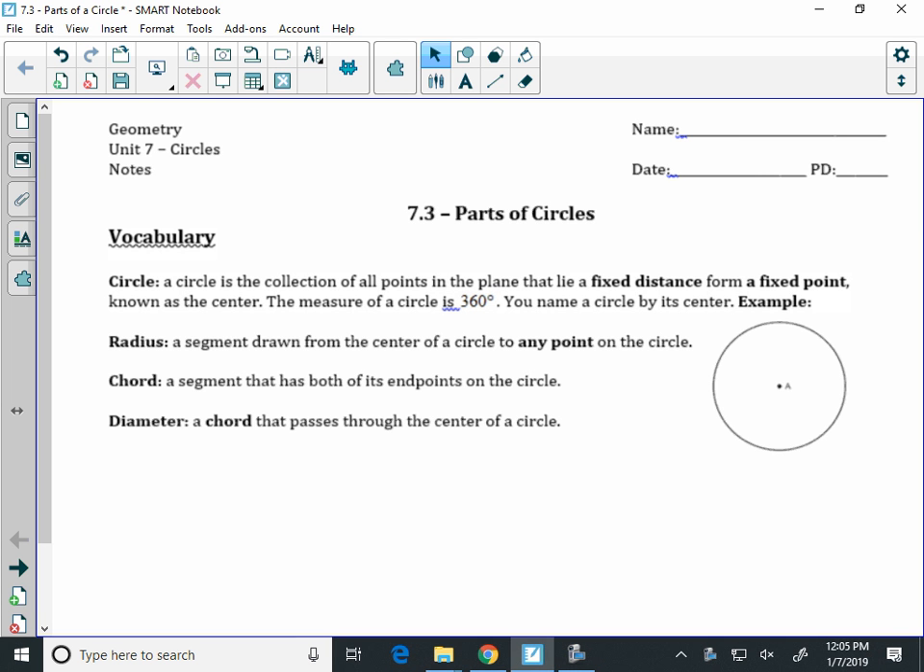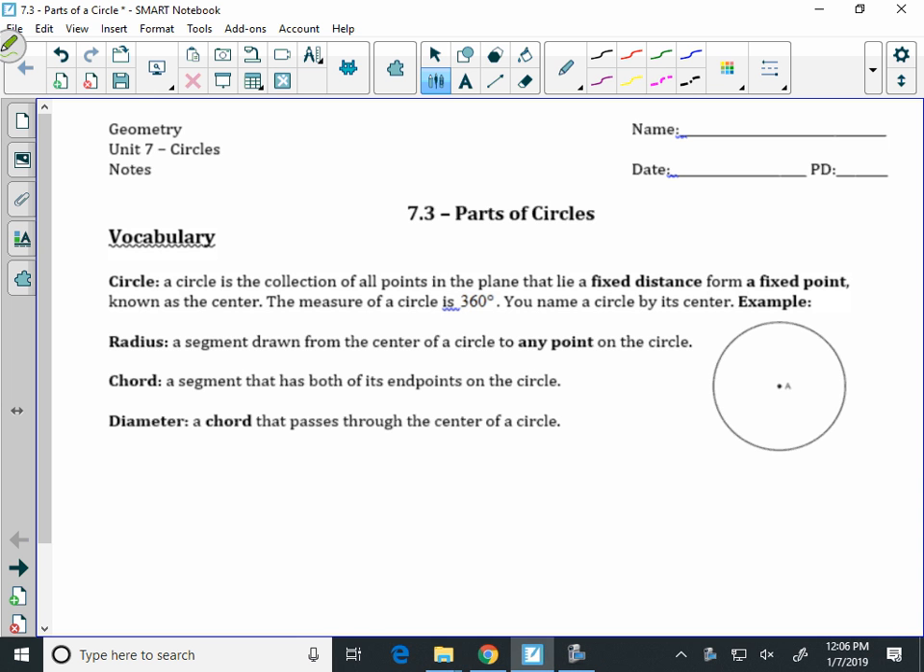The definition of a circle is the collection of all points in a plane that lie a fixed distance from a fixed point, known as the center. The measure of a circle is 360 degrees, and you name a circle by its center.